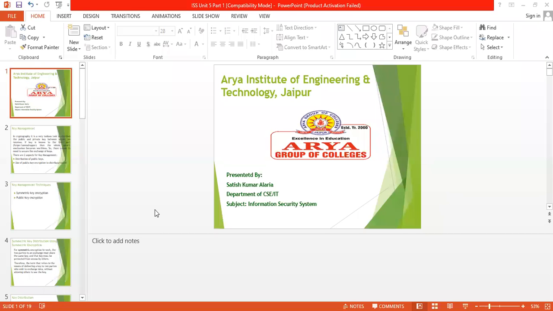Good morning, students. Today we will discuss key management and key distribution. In the previous lecture, we discussed symmetric key encryption, asymmetric key encryption, digital signatures, hash functions, and message authentication codes. Today we will discuss key management and key distribution.